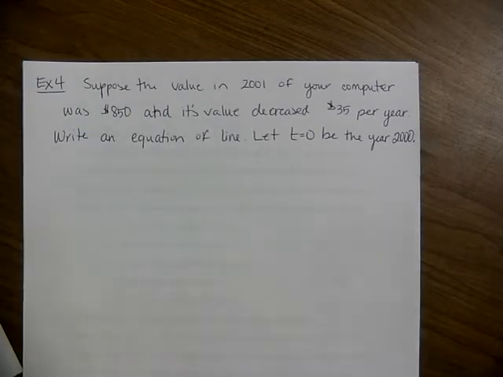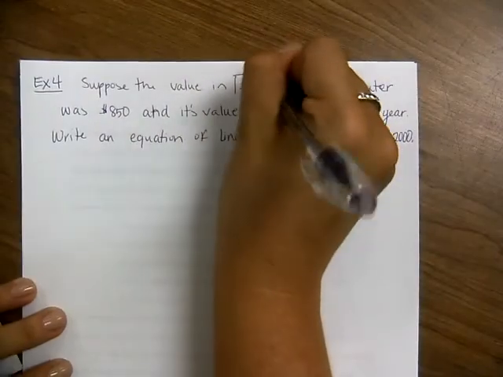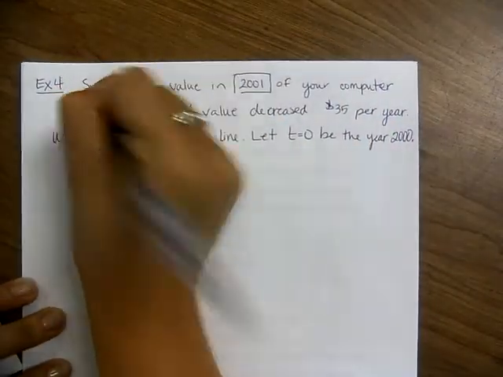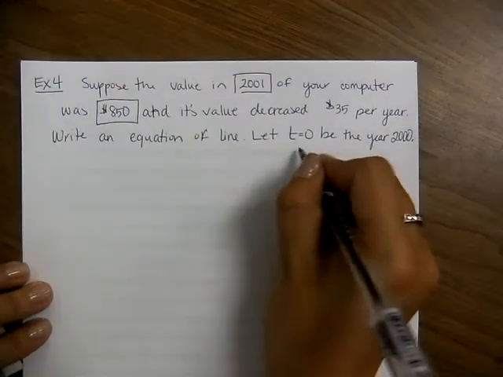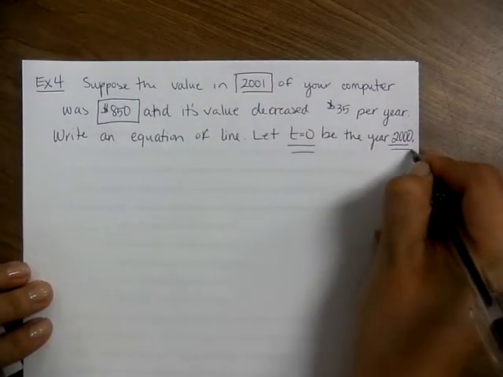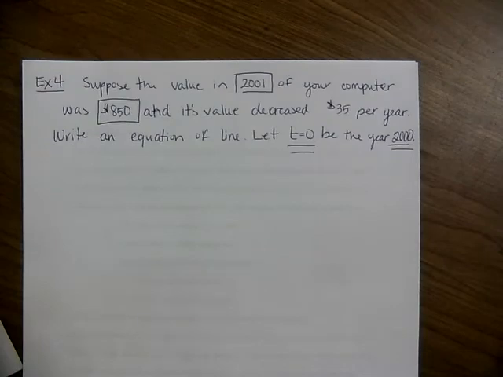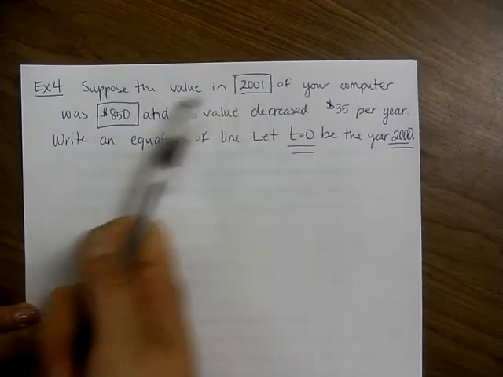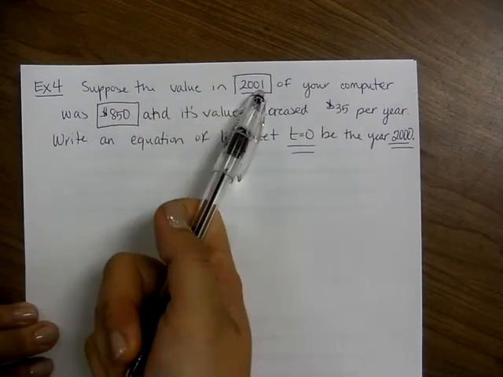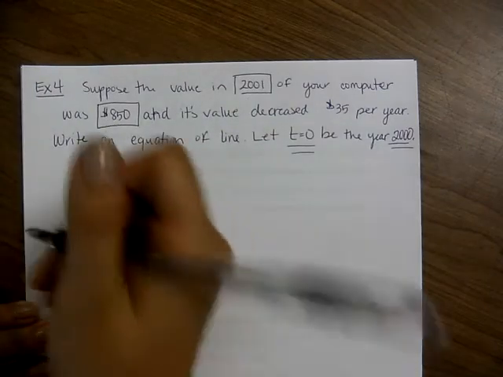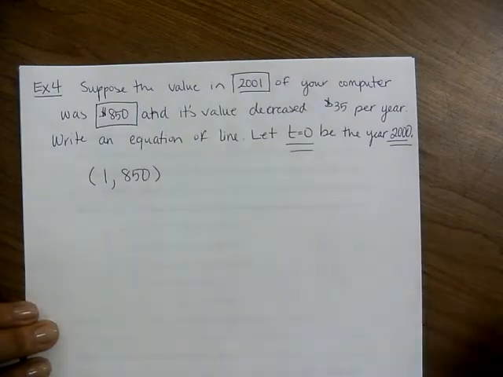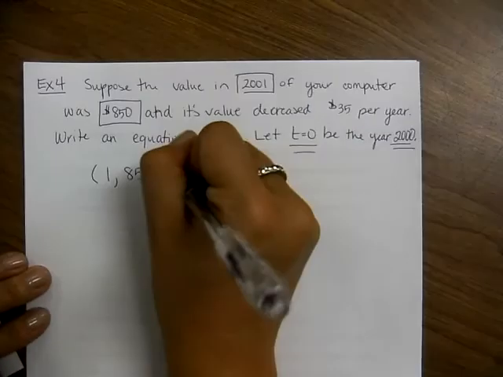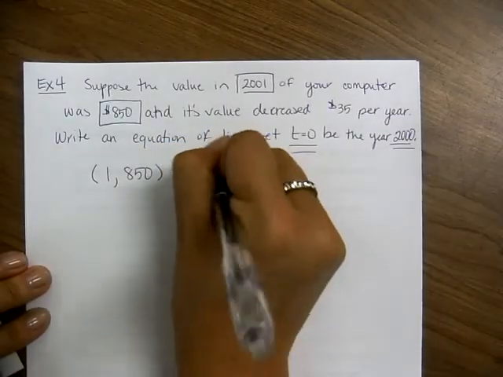Okay, so a couple things I noticed. First of all, I know the cost of the computer in 2001. So in 2001, it was $850. Now they told me that t equals 0 corresponds with the year 2000. So that means that this is like an ordered pair. At year 1, it was $850. So I'm going to create this solution point. Let's label that solution point.